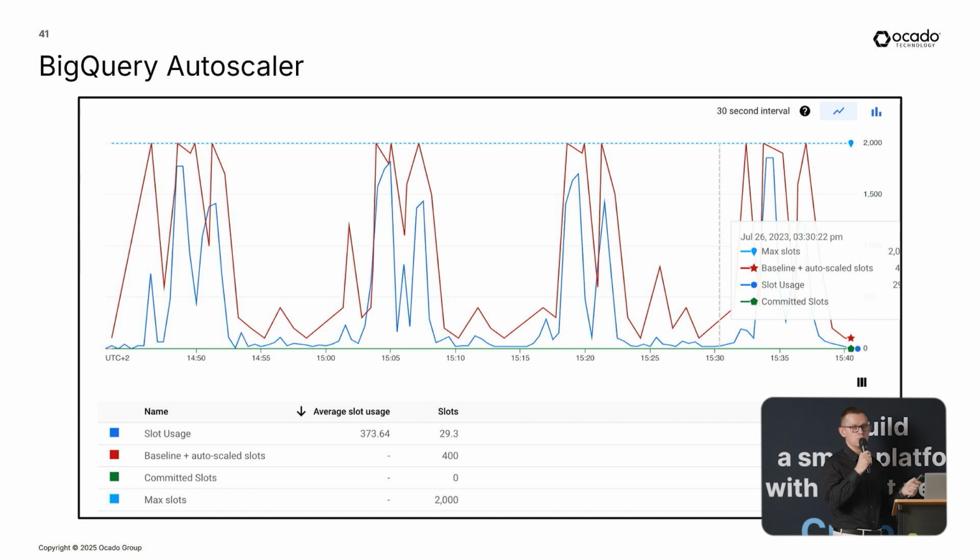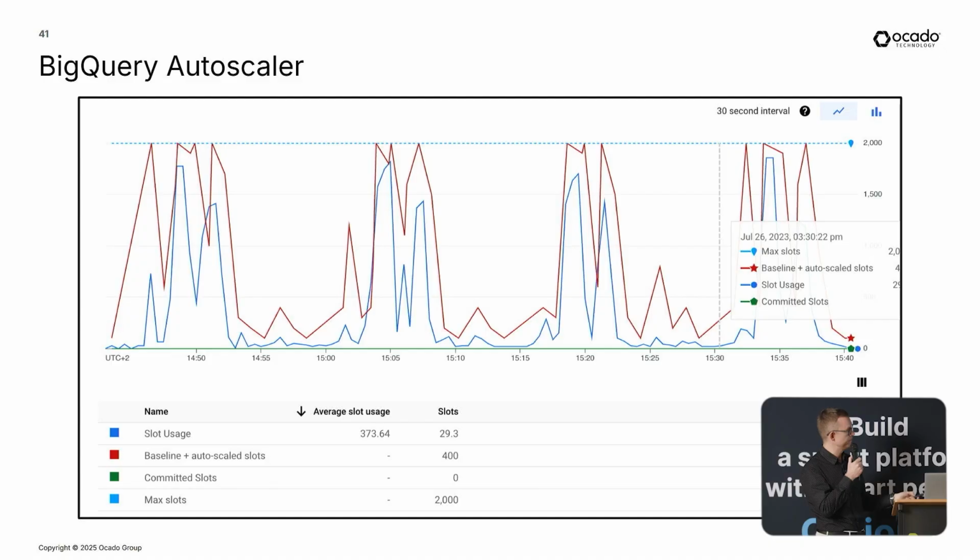In theory, you just set the maximum value, how far BigQuery autoscaler can scale your configuration. In this example, the upper dotted line indicates that we can scale up to 2,000 slots. The red line shows the autoscaler behavior. The blue line shows our real demand. And as you can see, there is a lot of white space between those lines. BigQuery autoscaler is very aggressive.